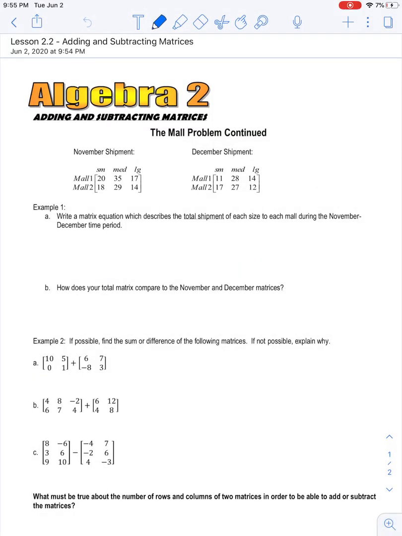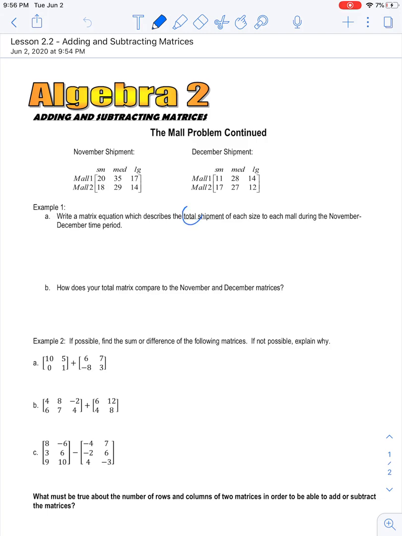In this lesson, we will be adding and subtracting matrices. So to go back to the mall problem, where we have the November and December shipments of t-shirts for mall 1 and mall 2, and it shows how many small, medium, and large are at each mall for each month. The first example says to write a matrix equation which describes the total shipment of each size to each mall during the November-December time period.